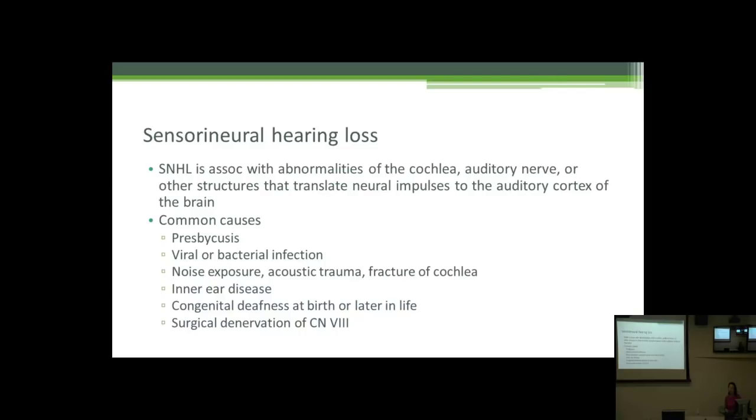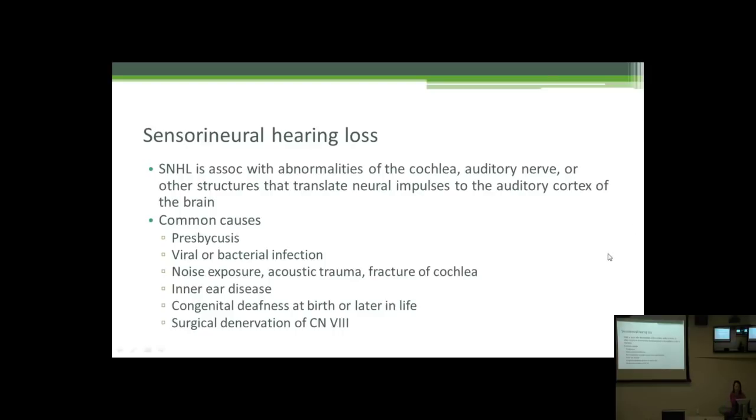Bacterial or viral infections can penetrate and damage the inner ear fibers of the cochlea and cause hearing loss. Noise exposure, sudden acoustic trauma such as explosives, and fracture of the cochlea. Somebody's had a fall. They fall 15 feet from a building and they crack their head and they also fracture the cochlea. They are permanently deaf as a result of that. Cannot be repaired, cannot restore the hearing. If that cochlea has a fracture, that usually is complete deafness.